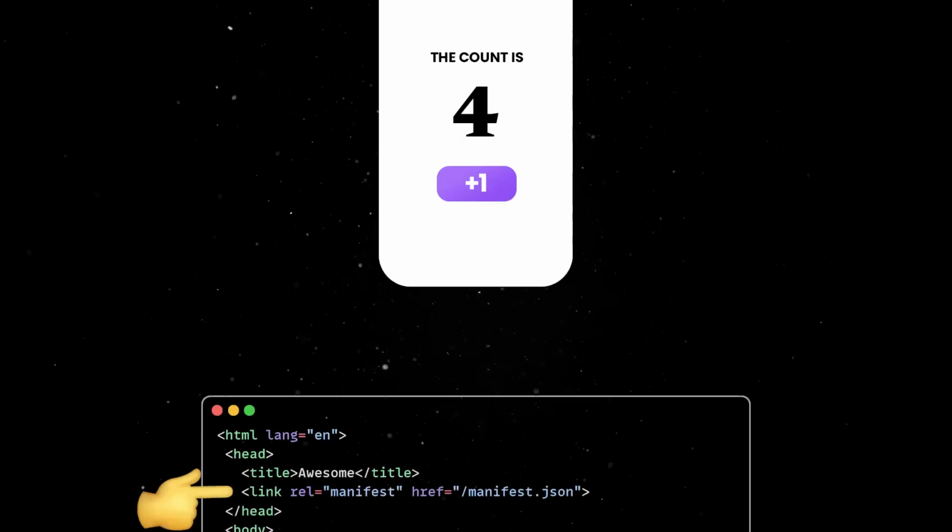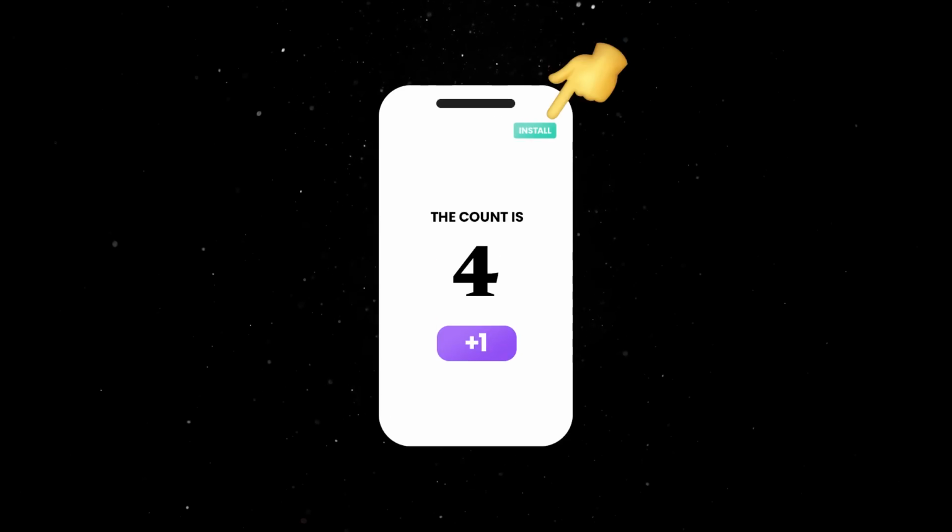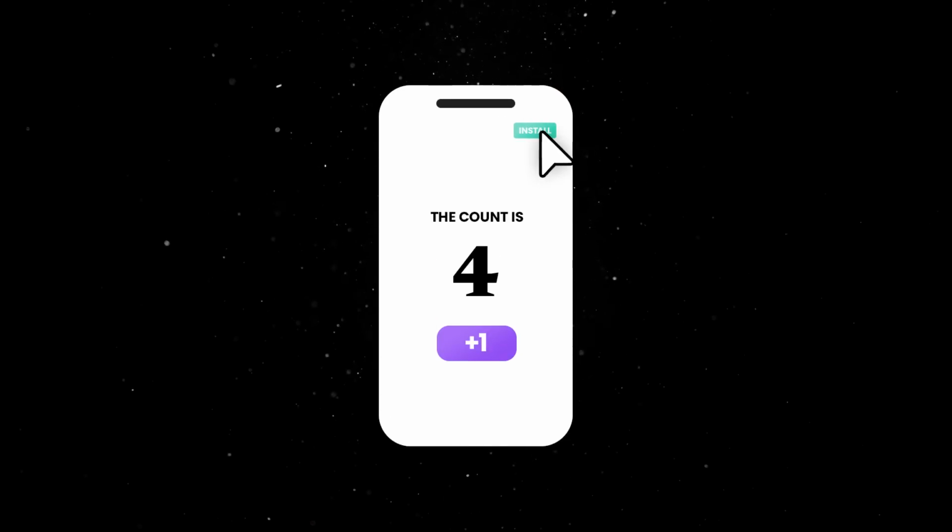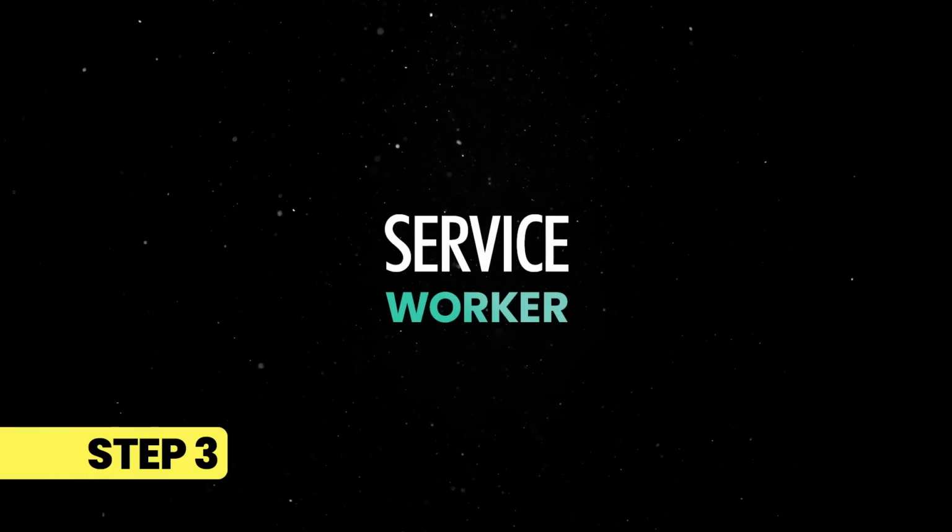Now, we can jump back into the browser and you'll see the Install App option present in the navigation bar. Once you go through the installation process, you should see your web app behaving just like a native app on your device. Now, for the fun part, let's define and register a service worker.